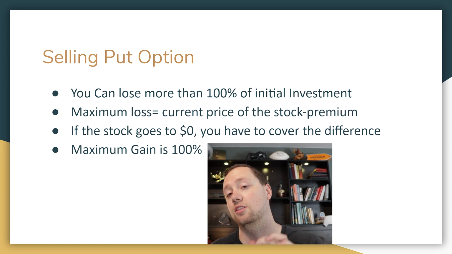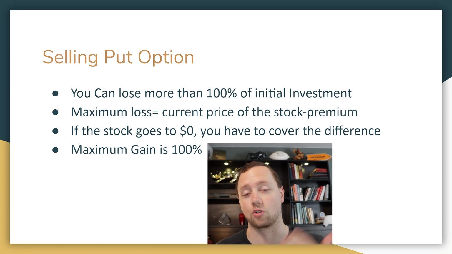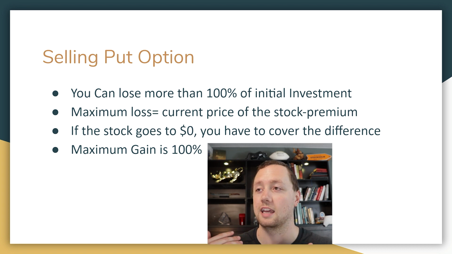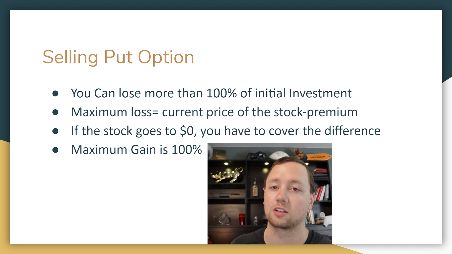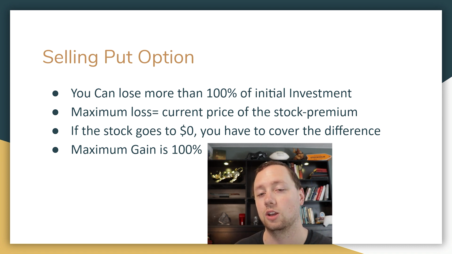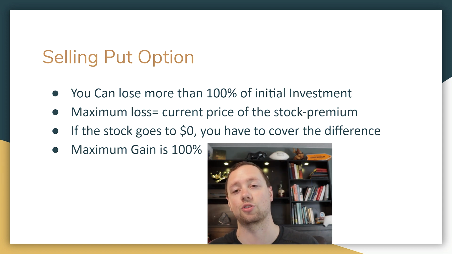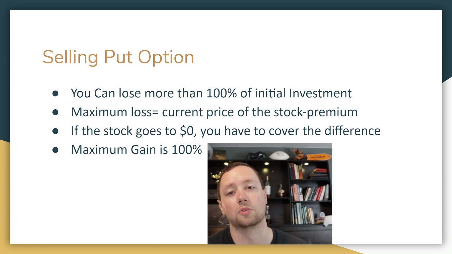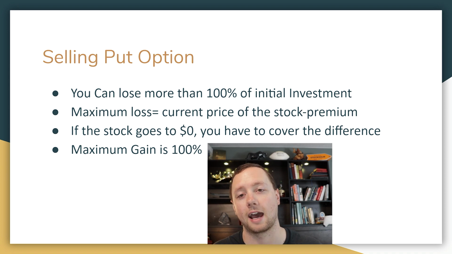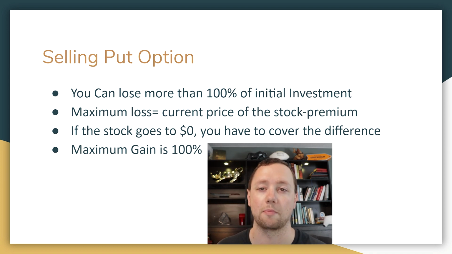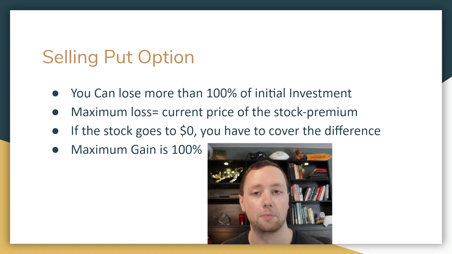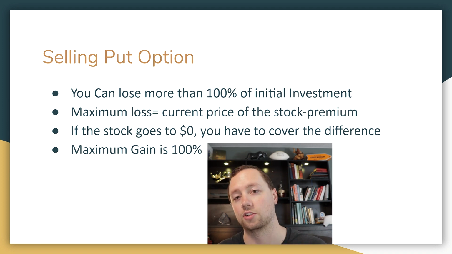Now, if the stock doesn't drop like that and the stock is out of the money on expiration, in other words, the option that you just sold expires worthless, you will be able to keep 100% of that premium, meaning that your gain on that trade at expiration will be 100%. You will get all of that money back and you will not have to cover anything. So your maximum upside when you sell a put option to open is 100%.